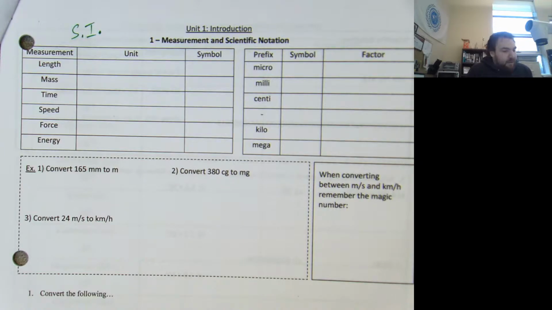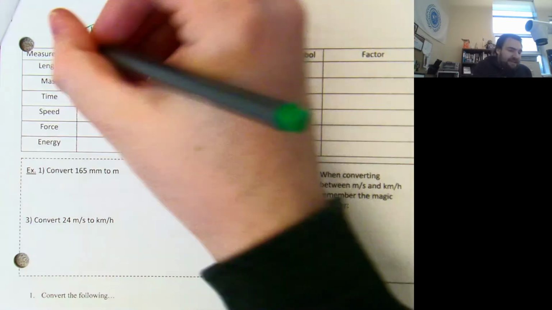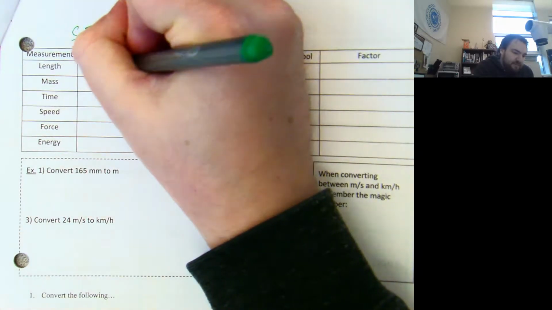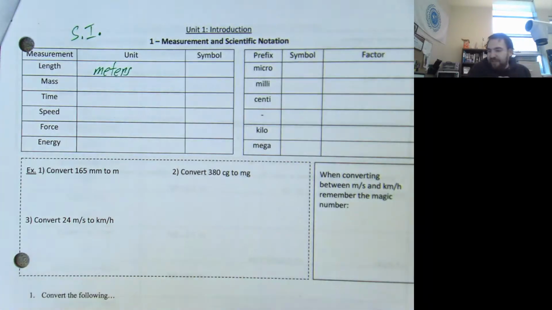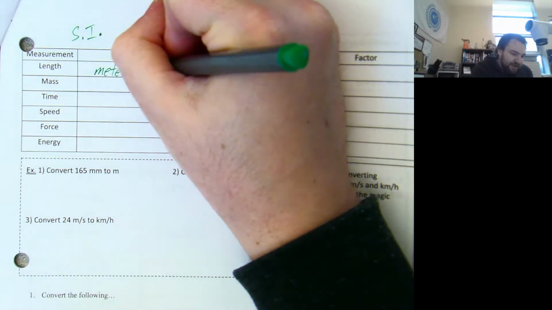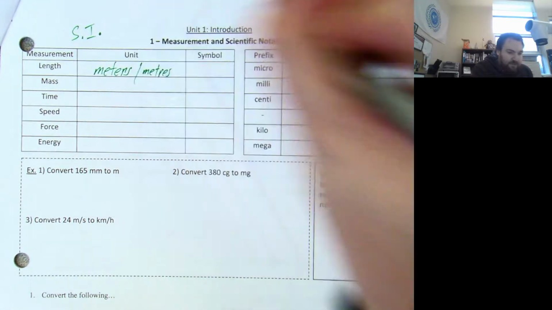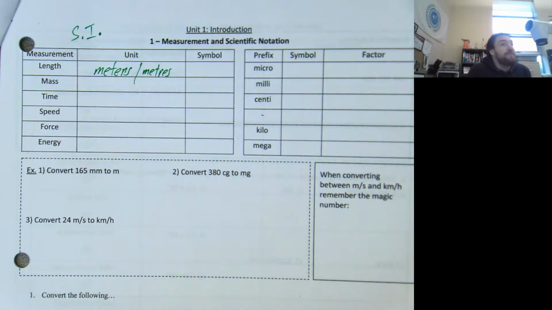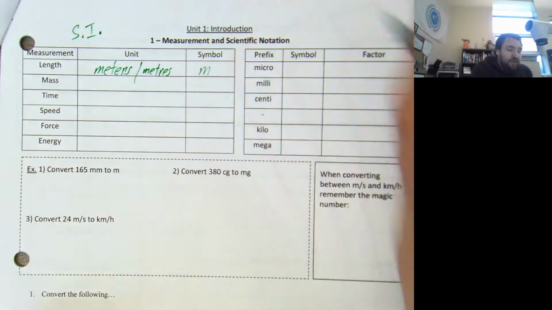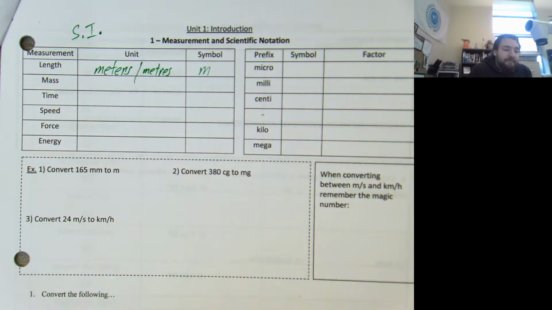What is our scientific standard unit for length? The meter, yes. Spelled E-R, sometimes it's spelled R-E. Here, real exciting. The symbol for the meter is m. Again, this is not rocket science, but there it is.